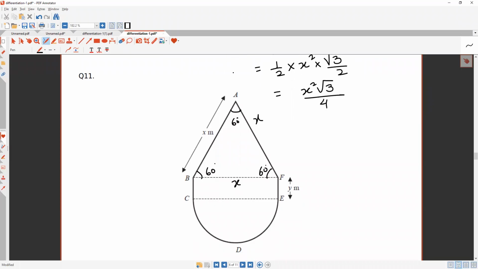Fine. Let's talk about the rectangle now. Rectangle is easy. It's xy. Look, x, y. Easy peasy. You don't have to do anything else. Then semicircle. Semicircle radius is x by 2. So let's talk about the semicircle.